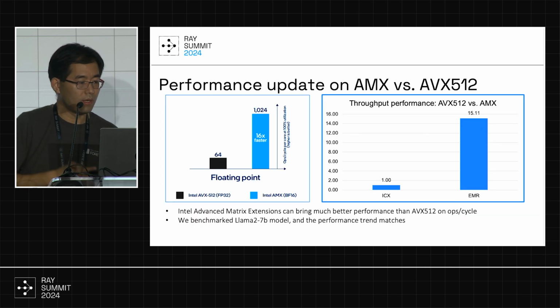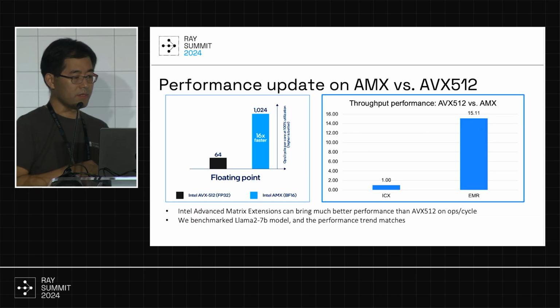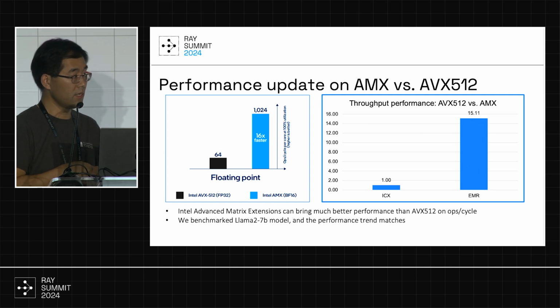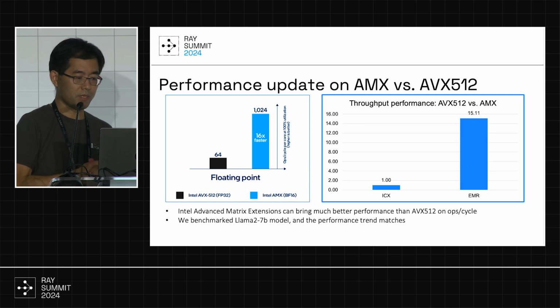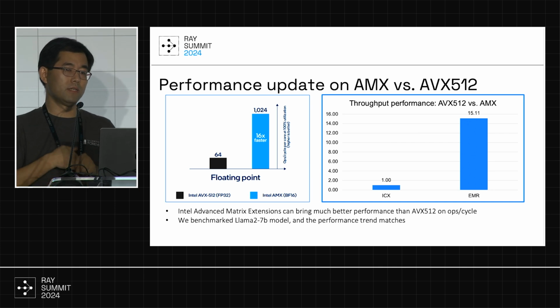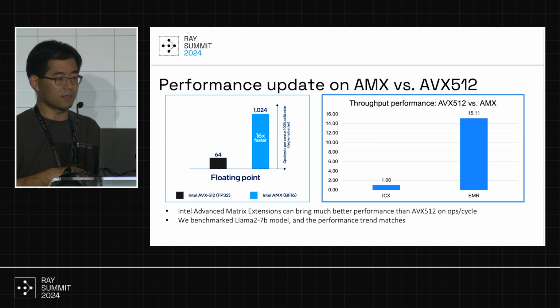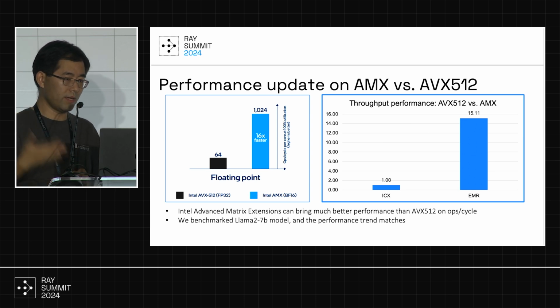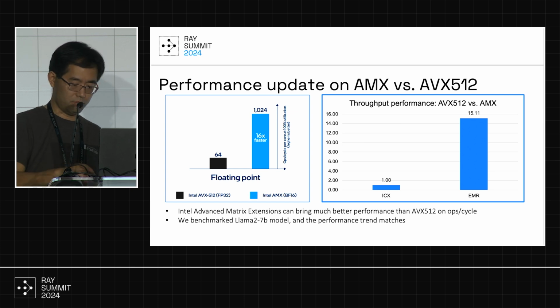Okay, last part, I want to mention some performance numbers. The first one is about AMX versus AVX-512. I mentioned earlier that in theory, from a hardware perspective, there's a 16x speedup. We measured it on Ice Lake versus EMR, and the measured number is a 15.11x speedup. This means it's best to use the latest Xeon platform in order to get the best performance as well as performance per dollar.